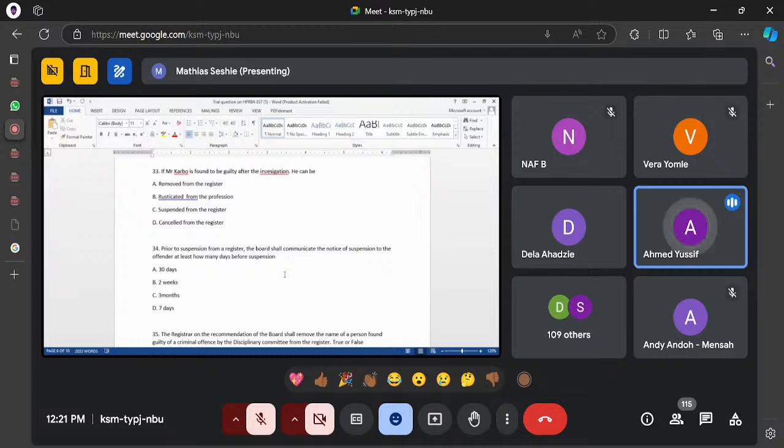So we all agree it's A, because when you are found guilty of a professional misconduct, then you can be removed. Whilst under investigation, you are suspended. But when the disciplinary committee found you to be guilty, then you can be removed from the register. So it's A.